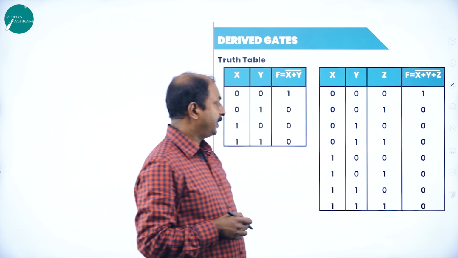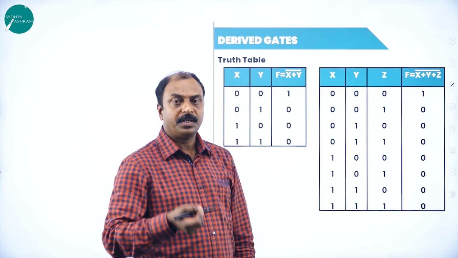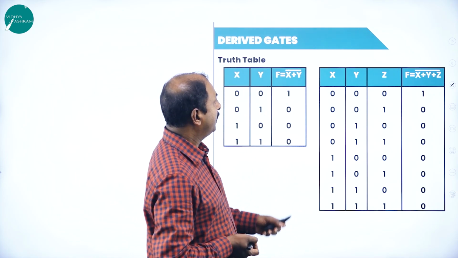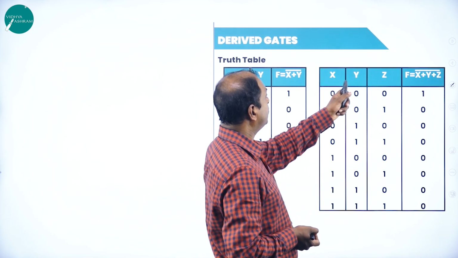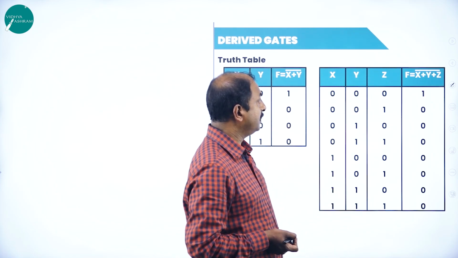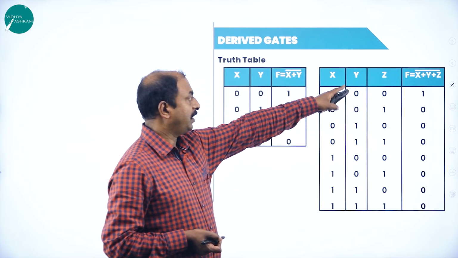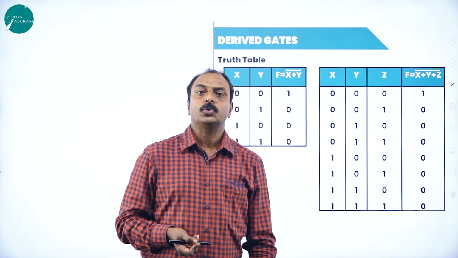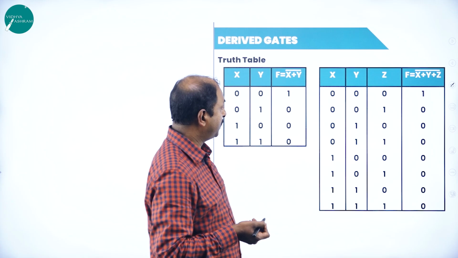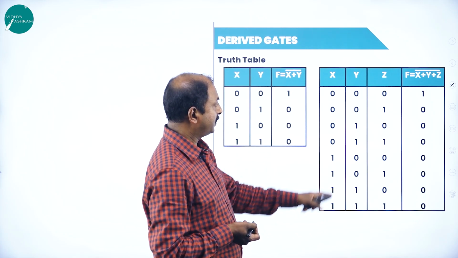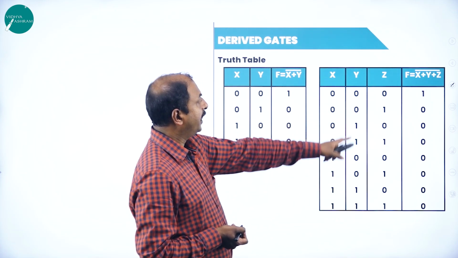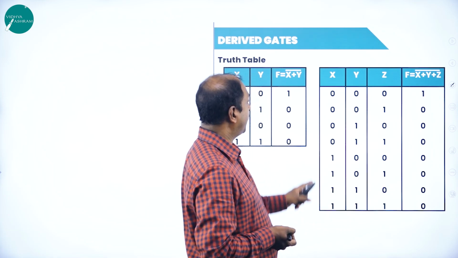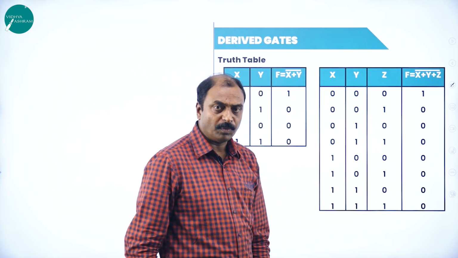Now let us see the truth table for the 3 input NOR gate. Again, there are 3 inputs X, Y, Z, 3 different signals. Again, there are 3 variables or 3 signals, 2 to the power of 3, 8 combinations. Here 4 zeros, 4 ones, 2 zeros, 2 ones, and 0 1. So this is how we can write the different 8 combinations.